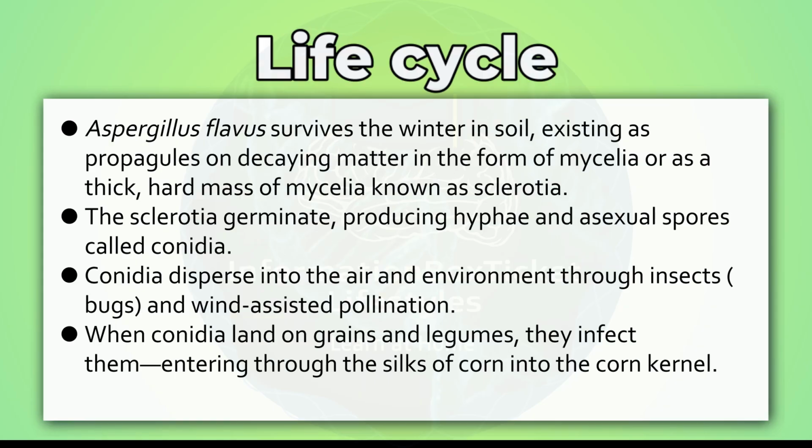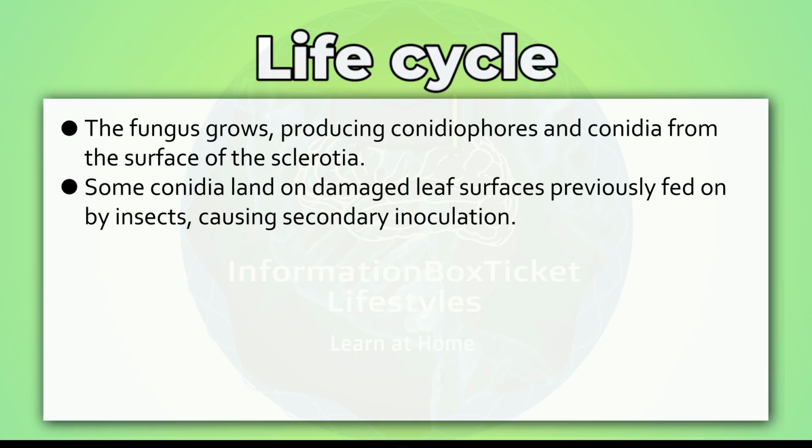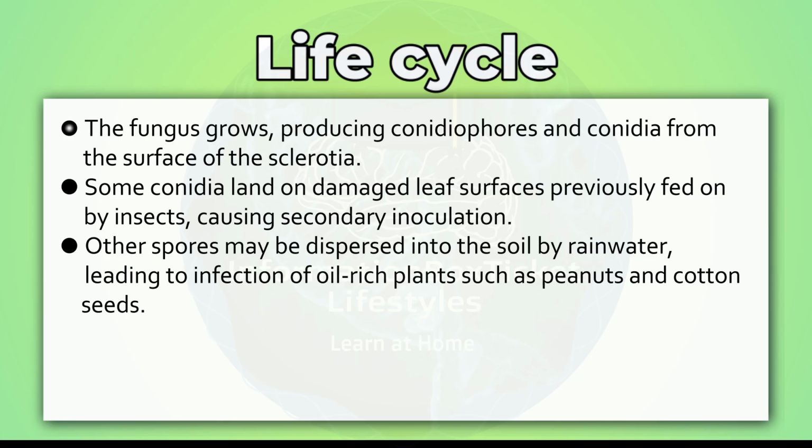When conidia land on grains and legumes, they infect them, entering through the silks of corn into the corn kernel. The fungus grows, producing conidiophores and conidia from the surface of the sclerotia. Some conidia land on damaged leaf surfaces previously fed on by insects, causing secondary inoculation. Other spores may be dispersed into the soil by rainwater, leading to infection of oil-rich plants, such as peanuts and cotton seeds.